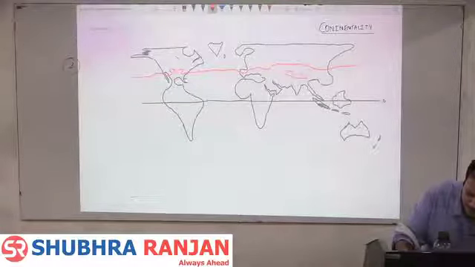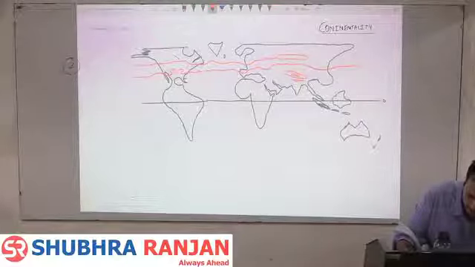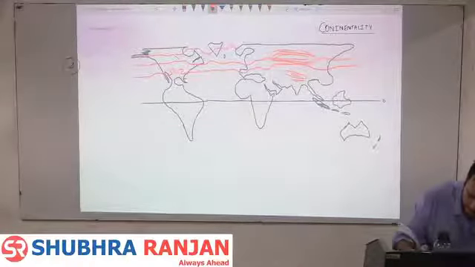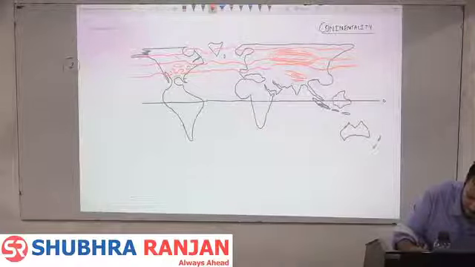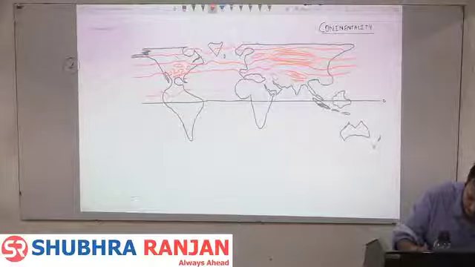Here the isotherms of Himalayas are different because mountains have different climatic conditions. Continental climate has its own different condition. Sahara has its own different isotherm.